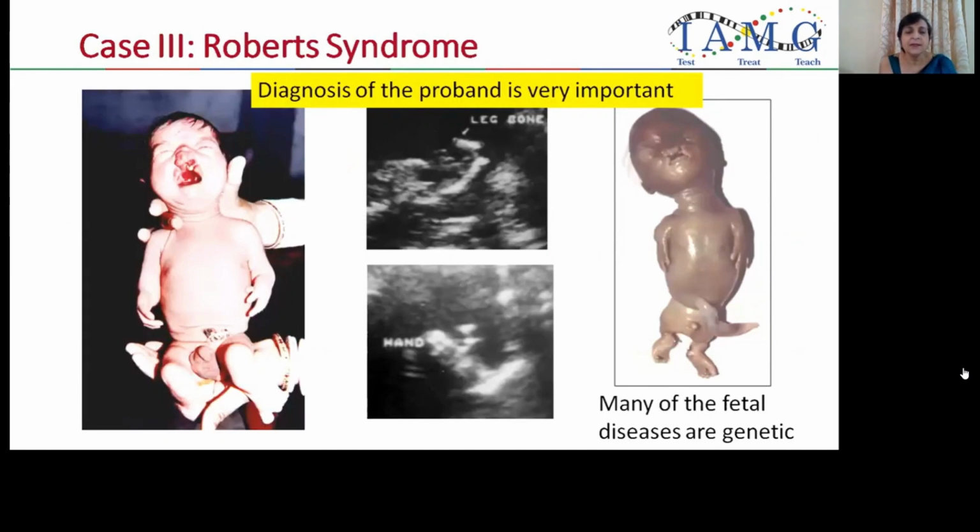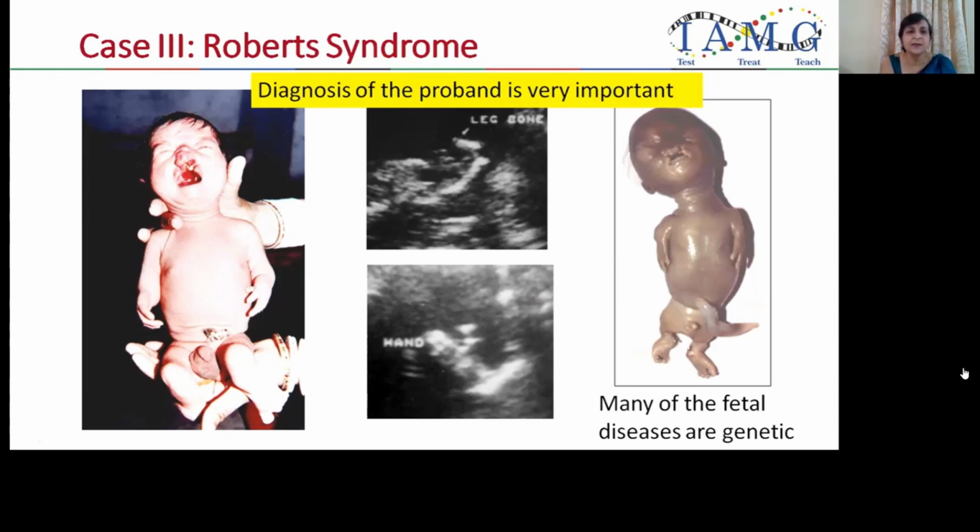Diagnosis of any patient or individual with a genetic disorder is very important, even in a stillborn child or a very acutely sick neonate who is not going to survive. And for diagnosis, even a photograph, like in this case, can give you a confirmatory diagnosis, where this child was not alive and the photograph showed facial clefts and short middle segment.